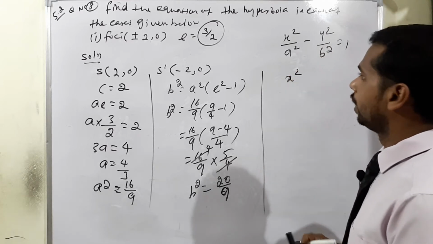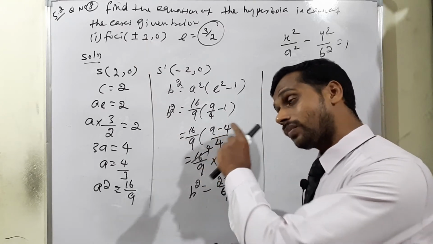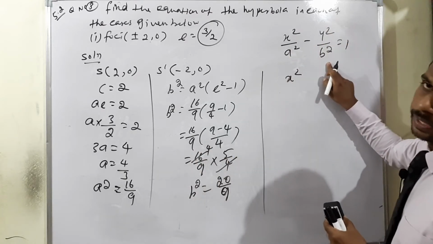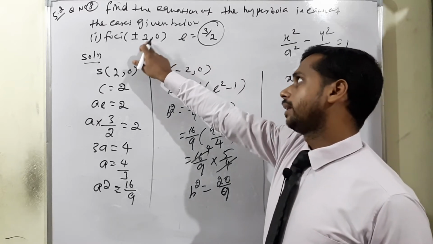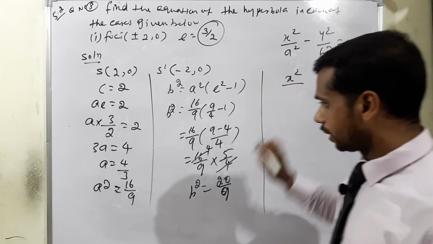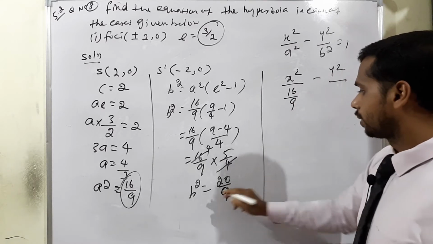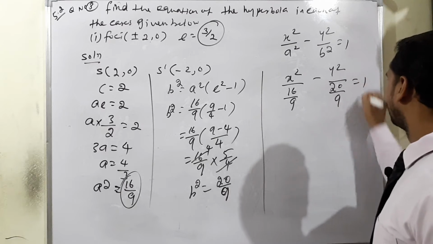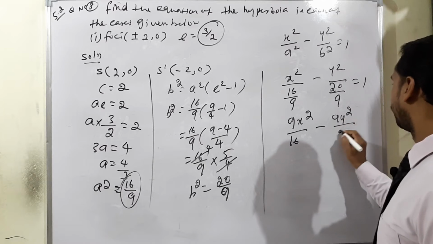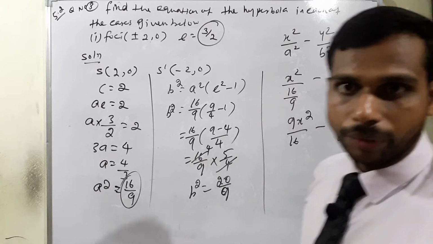Therefore x square by... suppose plus or minus 0 comma some value, this is actually the transverse axis. The x value will be 0. Simply we can say directly, y is 0, so the x term will be 0. So x square by a square minus y square by b square, where a square is equal to 16 by 9, then minus y square divided by b square is equal to 20 by 9, is equal to 1. Therefore 9x square divided by 16 minus 9y square divided by 20 is equal to 1. Okay, this is subdivision 1. Moving to subdivision 2.